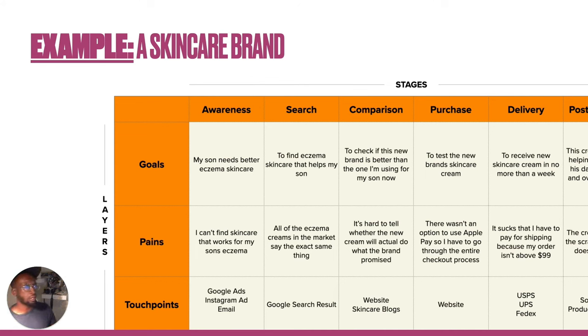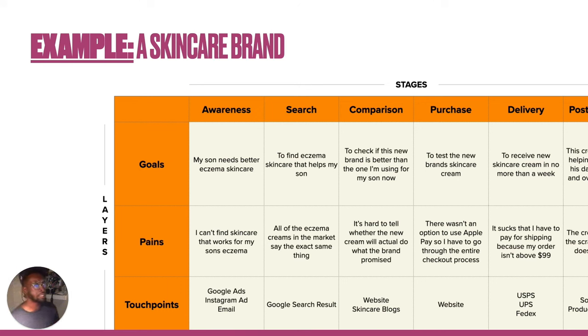So we have here, my son needs better eczema skincare at the awareness stage. That is a goal. At the search stage, we have the goal of finding eczema skincare that helps my son. And if you hear, we are using the words my and I'm in all of these. That means that we are talking from the customer's mouth, not just at the customer.